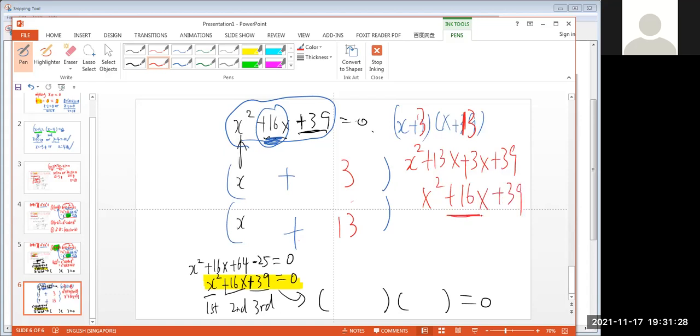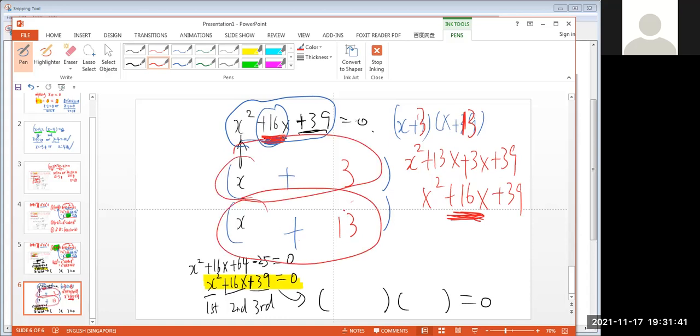Yes, so you get 16x. Can you see you get 16x? Okay, so if you get 16x here, and then you have plus 16x here, that means this is the combination, 3 and 13. Therefore, once you get this, you just write it down and solve it like what you did just now, in this slide.